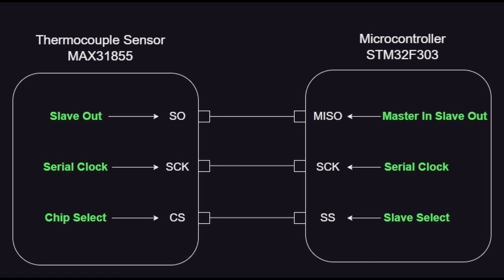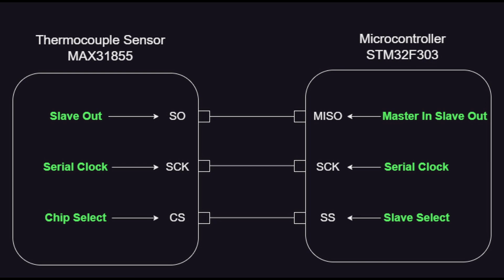Then CS on the temp sensor is connected to SS. CS stands for chip select. In SPI communication, we can have multiple SPI slaves talking to a controller, but only one at a time. So the chip select pin typically gets driven low for the particular slave that we want to talk to. SS stands for slave select, and I think it's pretty self-explanatory.